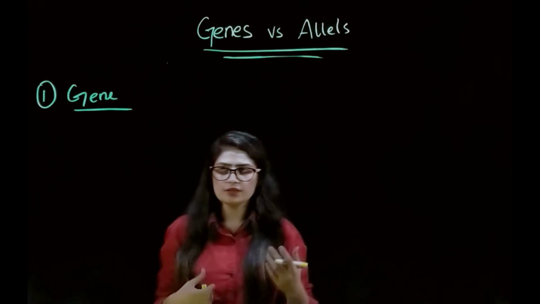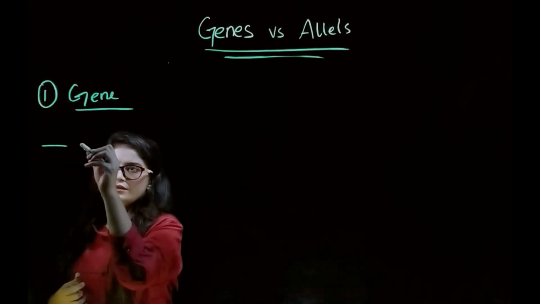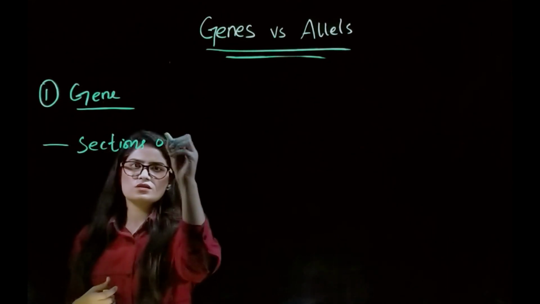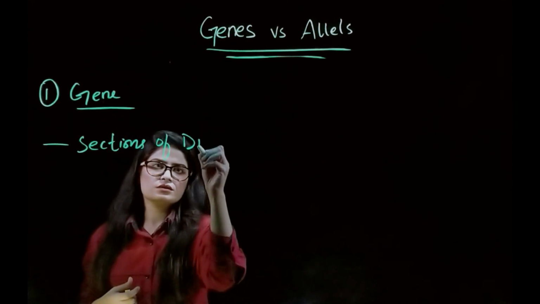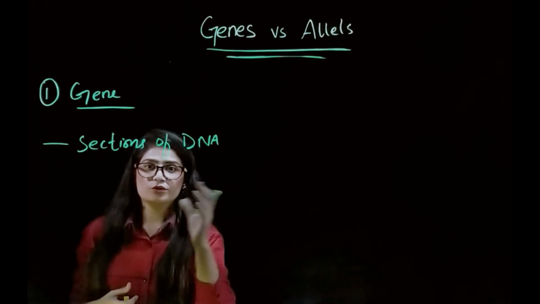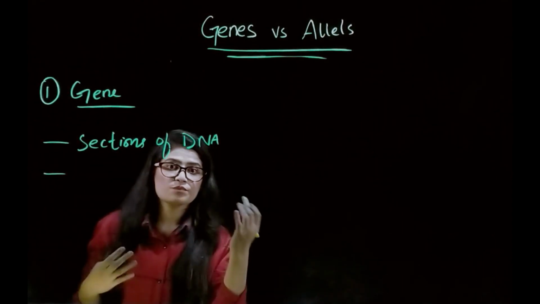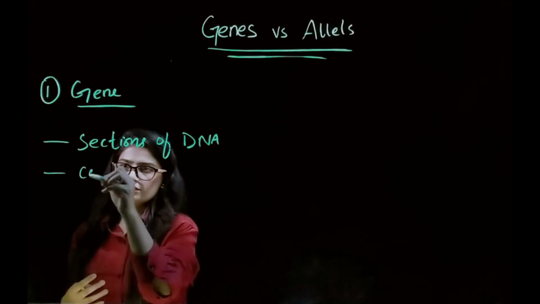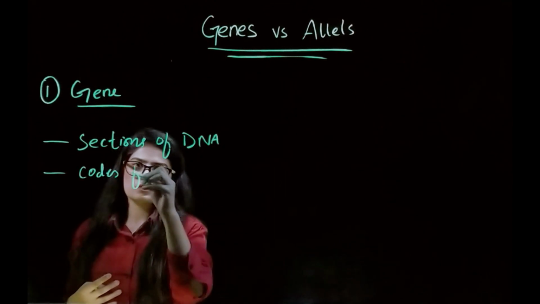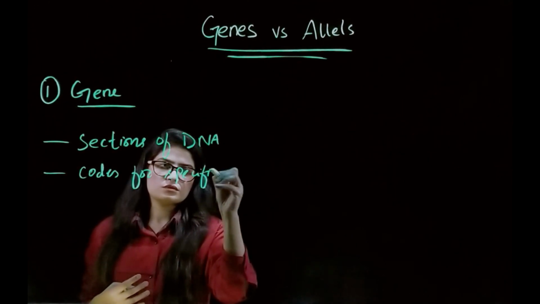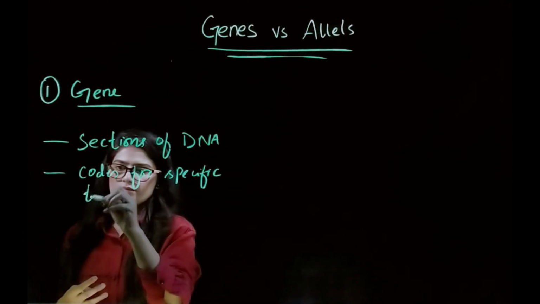A gene is actually a section of DNA, deoxyribonucleic acid, and a gene codes for specific traits.